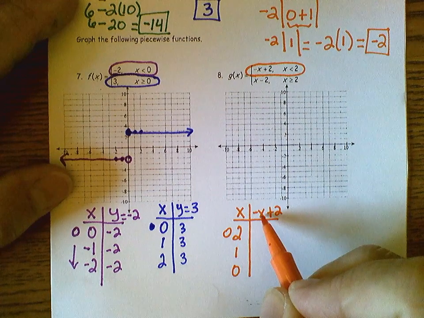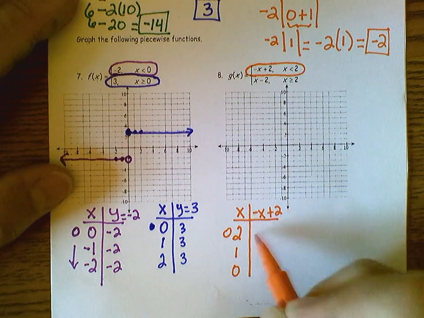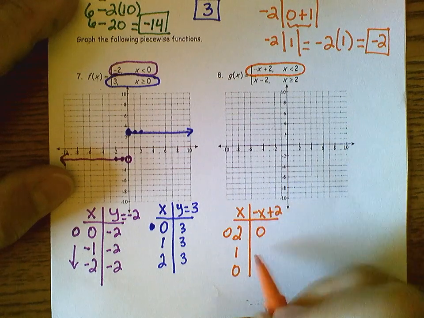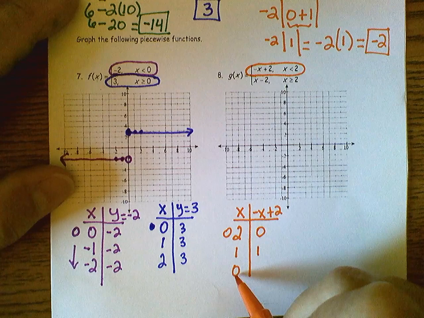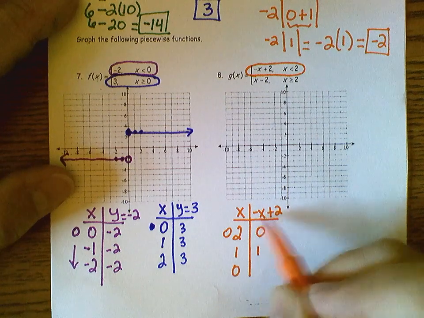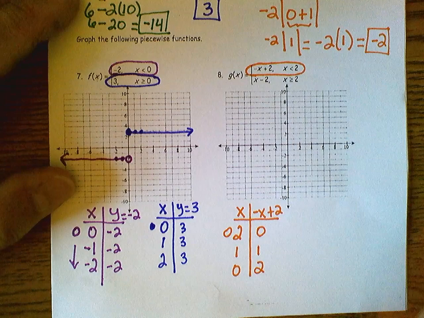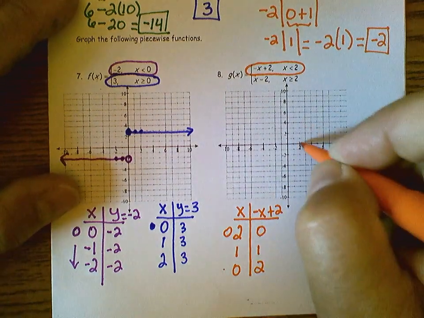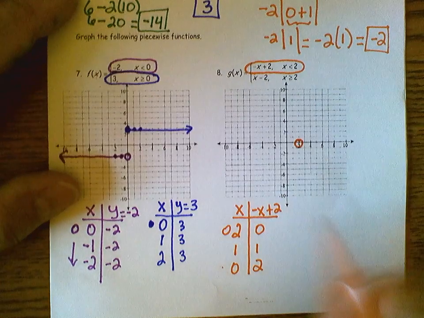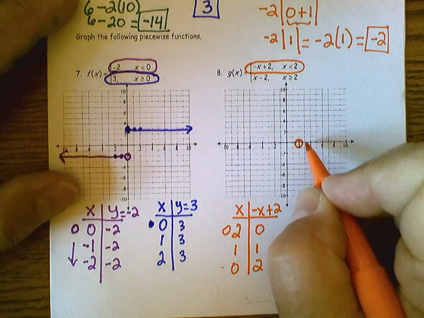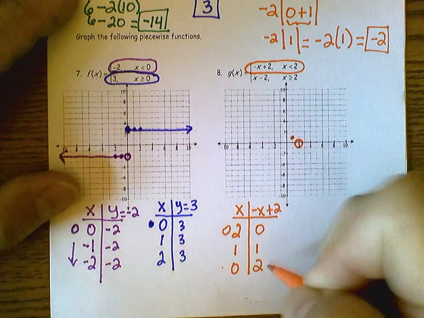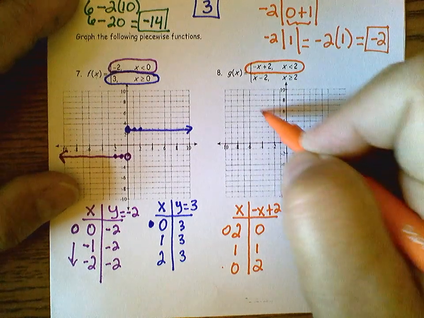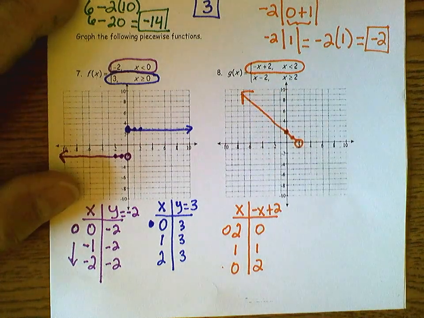So if I plug in 2 for x, I have -2 plus 2. That's 0. If I plug in 1 for x, that's -1 plus 2. That's a positive 1. And then if I have 0, -0 plus 2 is 2. And then it keeps going. So 2, 0. I put an open circle here. 1, 1. 0, 2. And I keep going in that direction for that piece.